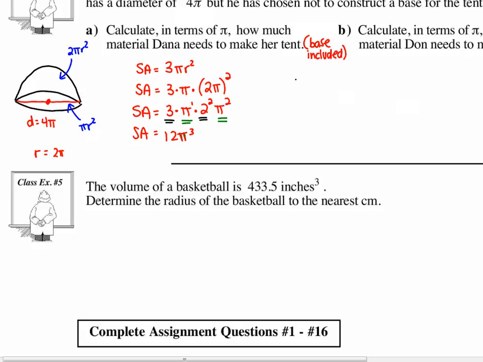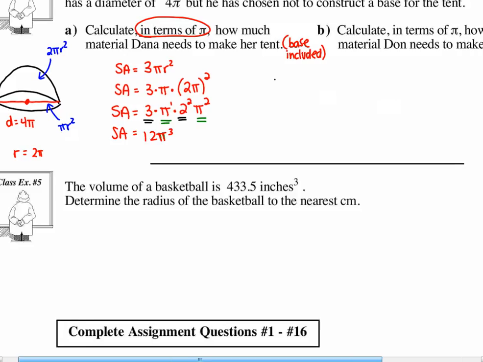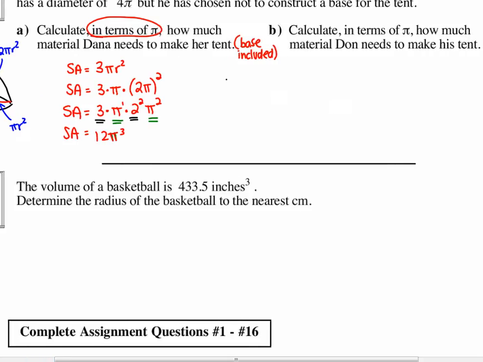Do we ever actually type that in? Like evaluate? Yeah. This one, they want it in terms of pi. So that's why they said it's a pi. That means they don't actually want you to evaluate the pi. Okay. Then you would actually type it in.